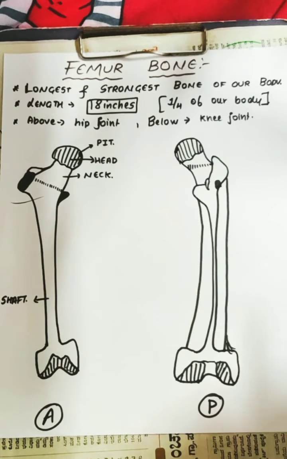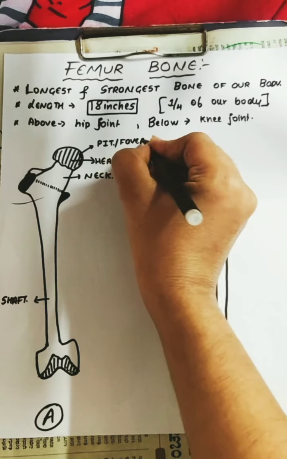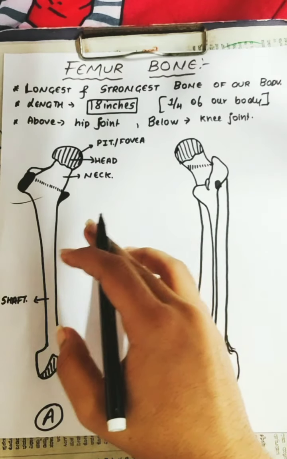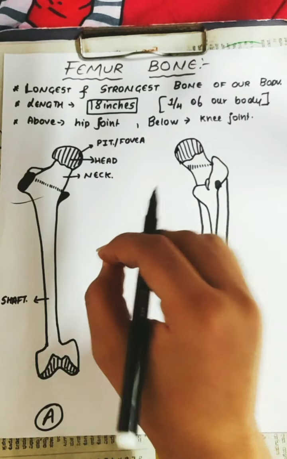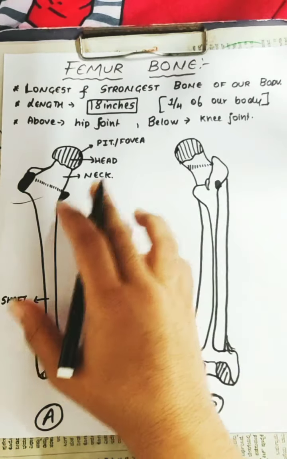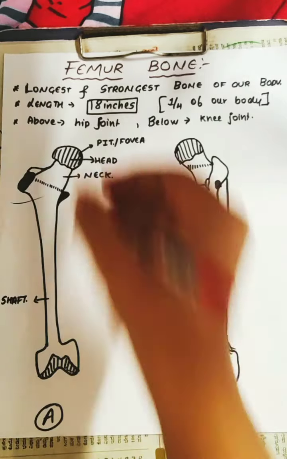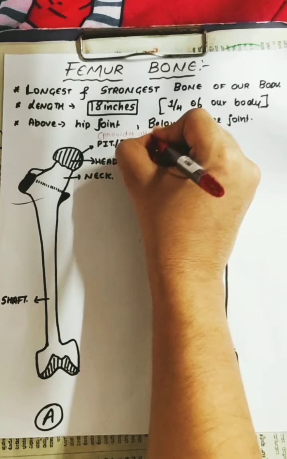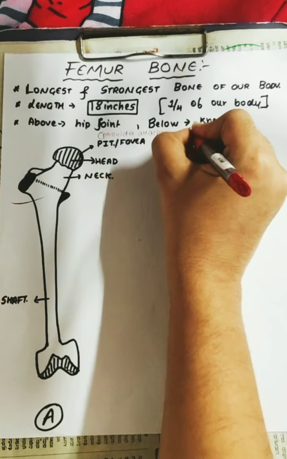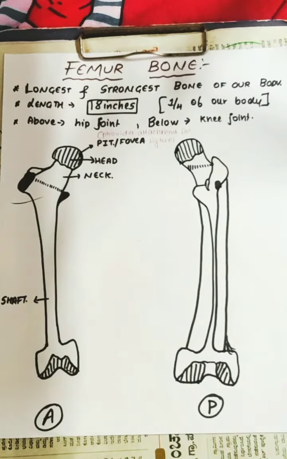The next thing we have to see is the pit, also called the fovea. There is a fovea, a small hole, located in the head region. This fovea provides attachment for the ligamentum teres femoris. We'll note it down: it provides attachment for the ligamentum teres. We are done with the head region.